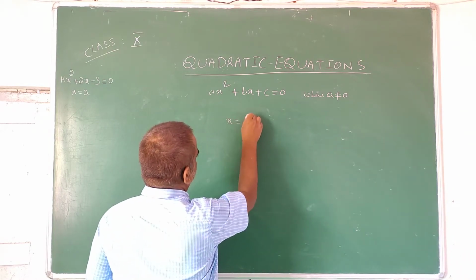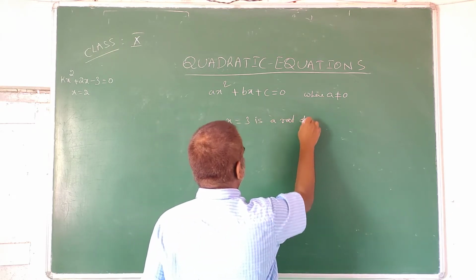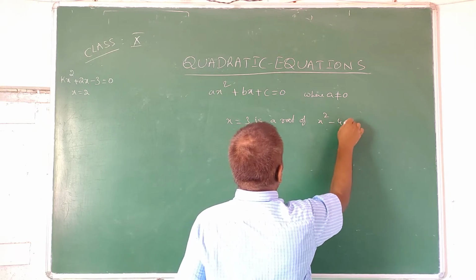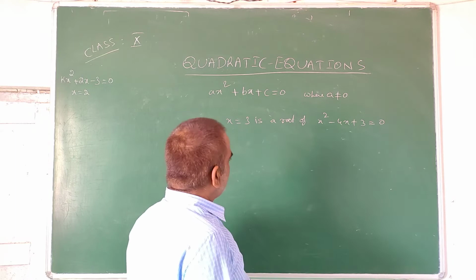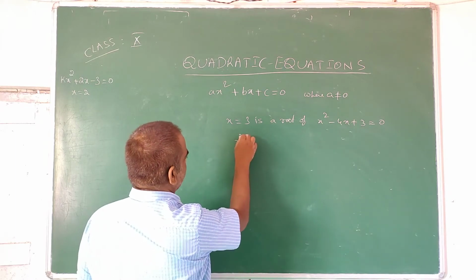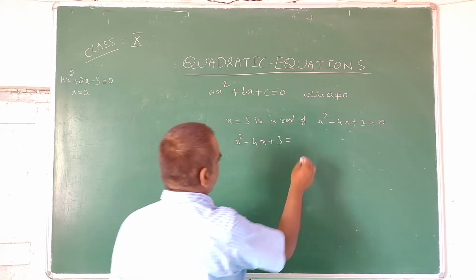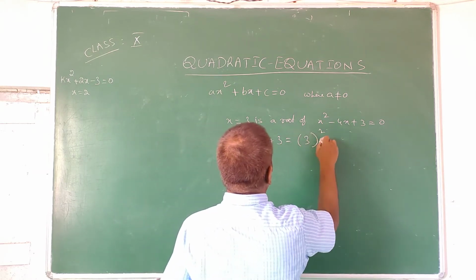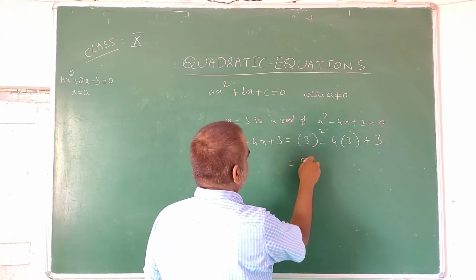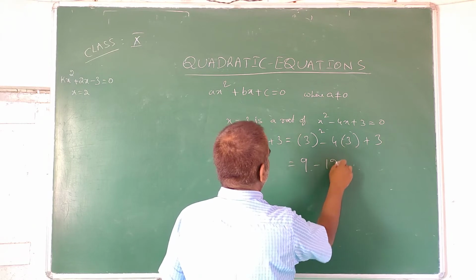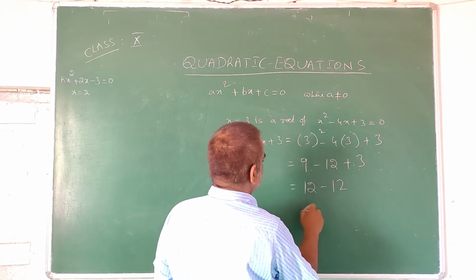Is x is equal to 3 a root of the quadratic equation x square minus 4x plus 3 is equal to 0? Now let us verify. Take x square minus 4x plus 3. In this you substitute x is equal to 3. Then 3 square minus 4 into 3 plus 3. 3 square is 9, minus 4 into 3 is 12, plus 3. 9 plus 3 is 12. 12 minus 12 is 0.